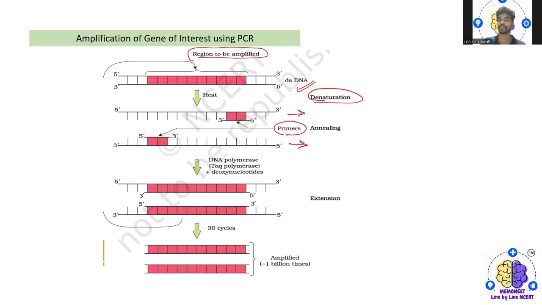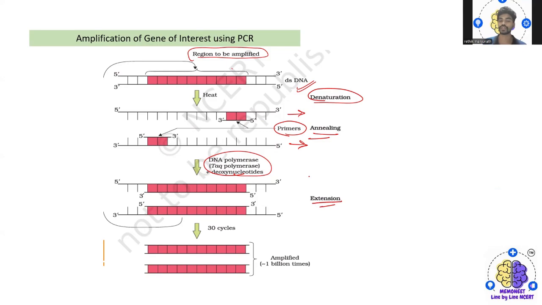So primers are added. These primers will go and recognize their binding site, right? This is actually called the annealing process. Once that has been added, DNA polymerase, that is Taq polymerase, plus deoxynucleotides are added. What is the major role of them? It helps in the extension.